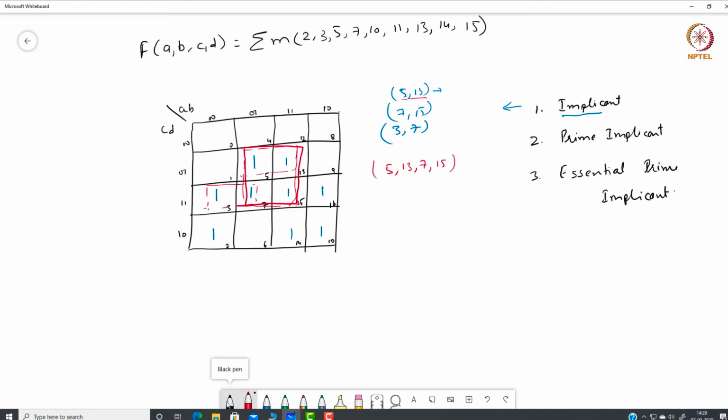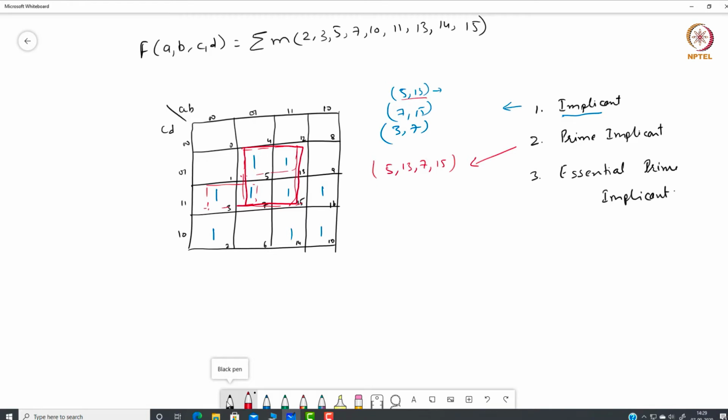Yes, it is a prime implicant because it cannot be further increased. You cannot create even a larger cube which contains all of these terms. So that's why this is called a prime implicant. So given this expression, how many prime implicants can we find?